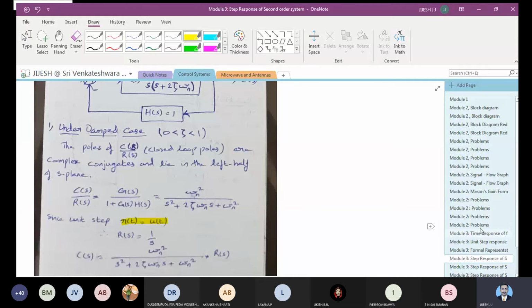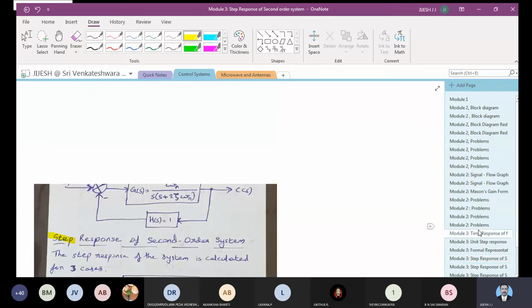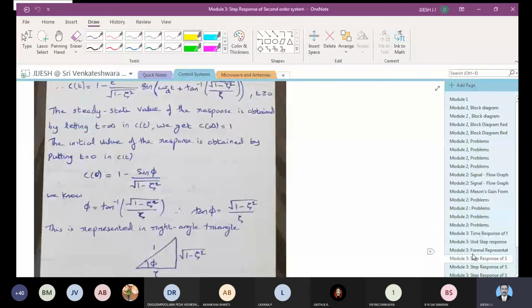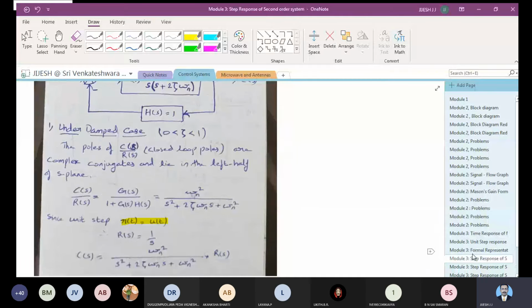So we are going to use that: R of t is equal to U of t, and when you take the Laplace transform of that, you'll get R of S is equal to 1 by S. This also you know. So I have just rearranged the equation: C of S is equal to the same term multiplied by R of S. I have written it here. Till here there is no confusion or new concept being introduced. It is all the same.